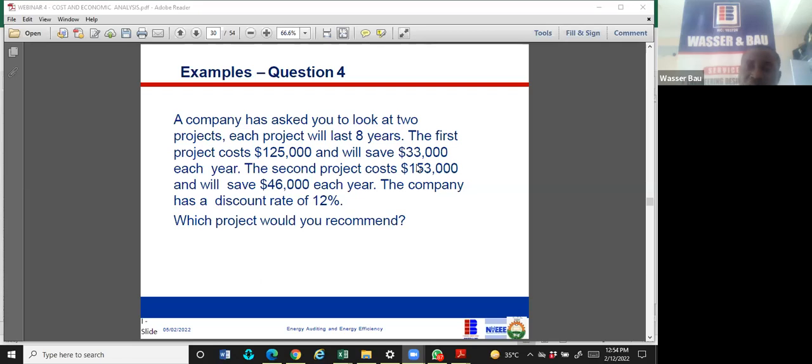If you want to solve it with the annual worth method, what you do is you keep this savings aside, and you now find the A. This is a loan. This is the cost of the project. If I'm to pay back this money every year, how much will it cost me?